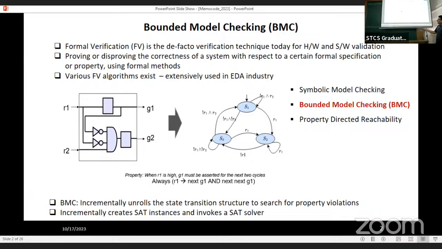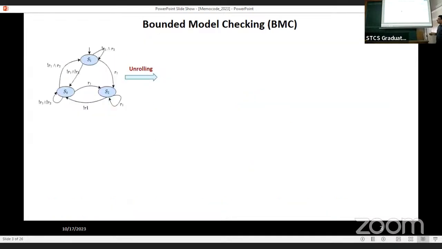So the essential idea of a bounded model checker is to represent an unfolding of the state transition system over time, and internally create satisfiability instances and invoke a SAT solver. So this SAT solver is the hero of this work, which essentially gave us the key ideas that we did in this work. So let's understand how bounded model checking essentially works.